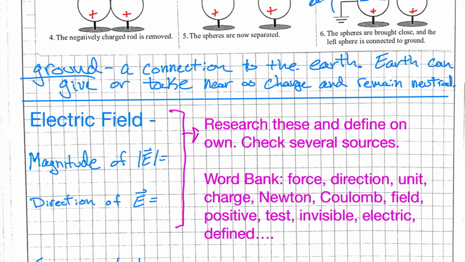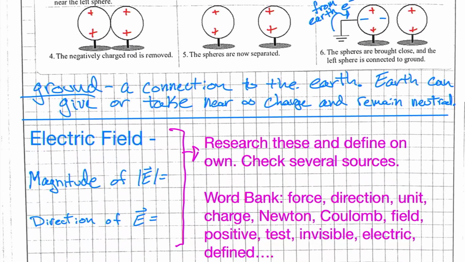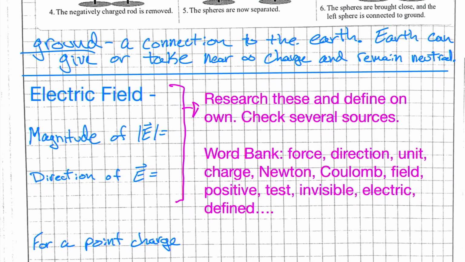So first, we're on page 82 here. You can define electric field, the magnitude of the electric field, and the direction of the electric field by doing some research on your own. Check several sources. I've put a word bank here that you can use. You can certainly use more words than that, but those are a good list to start with. So pause the video here, do some research to find those on your own, and we will check those in class. So pause and then continue when you're done.